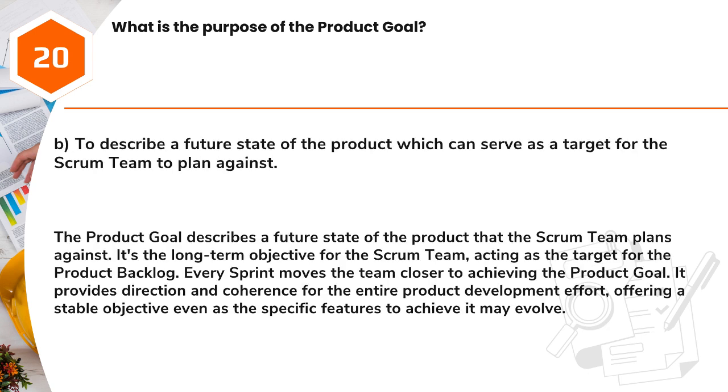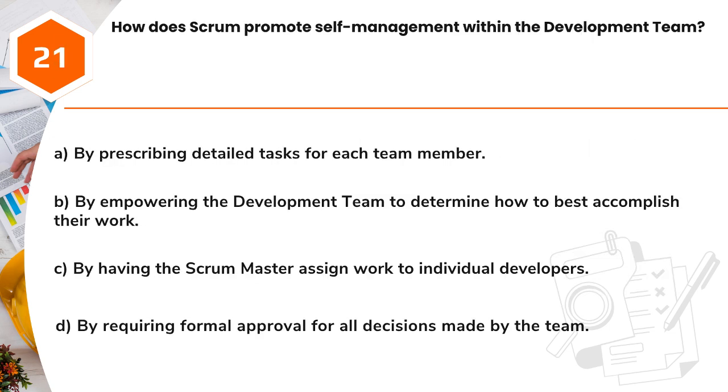Answer: B. To describe a future state of the product which can serve as a target for the Scrum team to plan against. The product goal describes a future state of the product that the Scrum team plans against. It's the long-term objective for the Scrum team, acting as the target for the product backlog. Every sprint moves the team closer to achieving the product goal. It provides direction and coherence for the entire product development effort, offering a stable objective even as the specific features to achieve it may evolve.